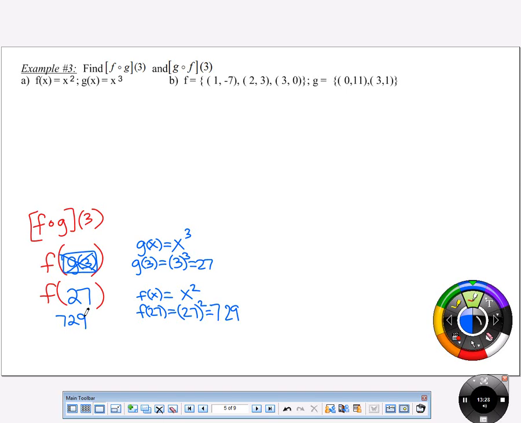So the way you would write the final answer is you're going to write what you found. I just found f of g of 3, and it came out to equal 729. Okay.